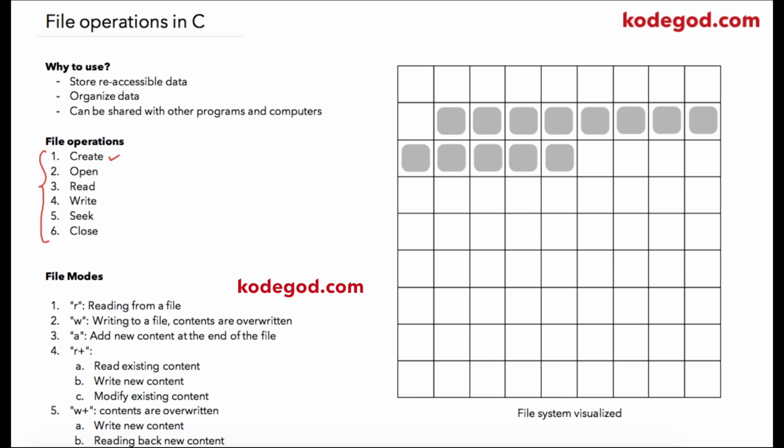In C language, we can perform all these operations over files. You can create a fresh new file, you can open an existing file, you can read an existing file, you can write contents to a file, you can seek a particular section in the file by traversing to it, and you can close a file which is already open.